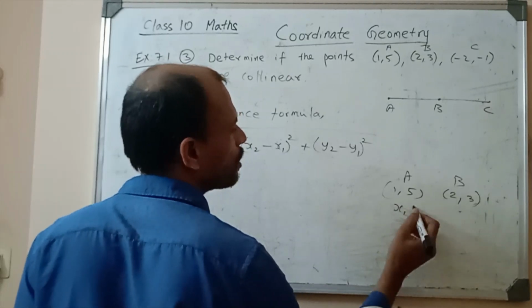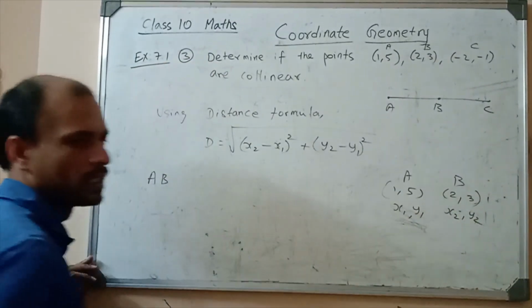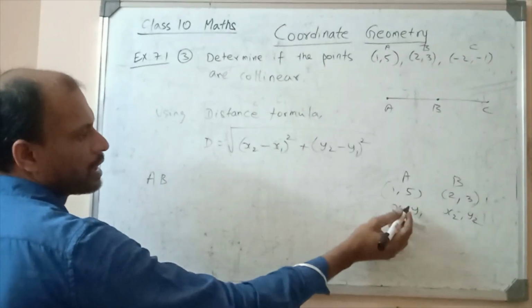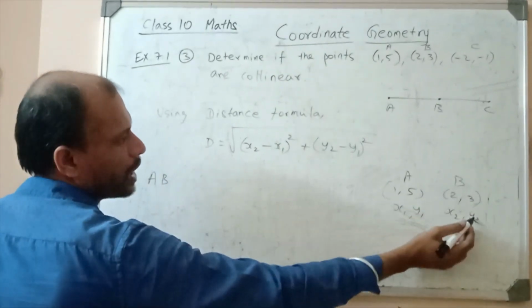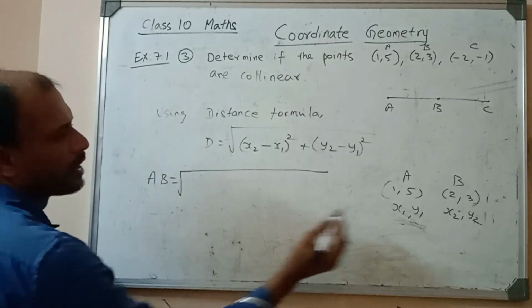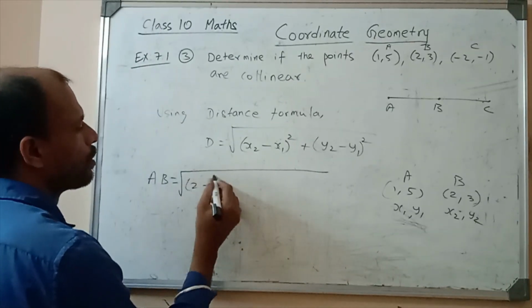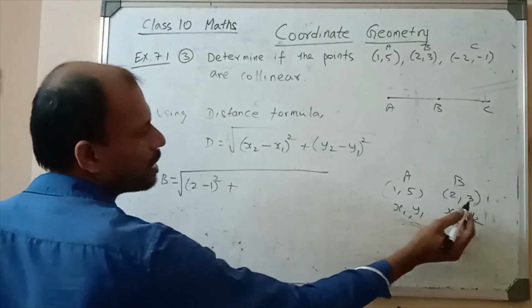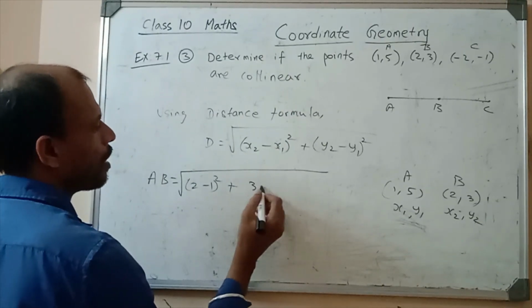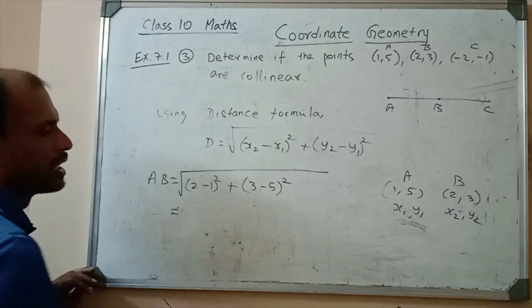So this is x1, y1 and this is x2, y2. x1 is 1, y1 is 5, x2 is 2, y2 is 3. So I have to apply in the formula: (x2 minus x1), 2 minus 1, the whole square plus (y2 minus y1), 3 minus 5, the whole square. Now 2 minus 1 is 1.